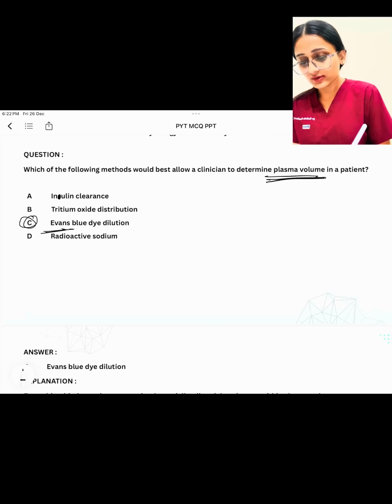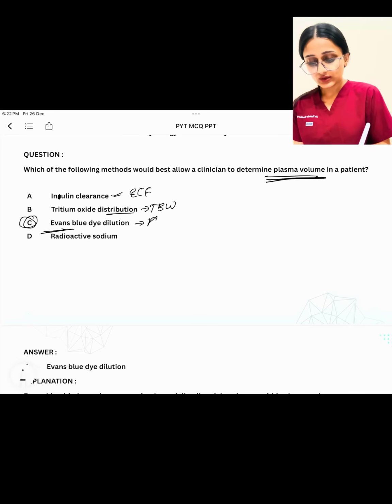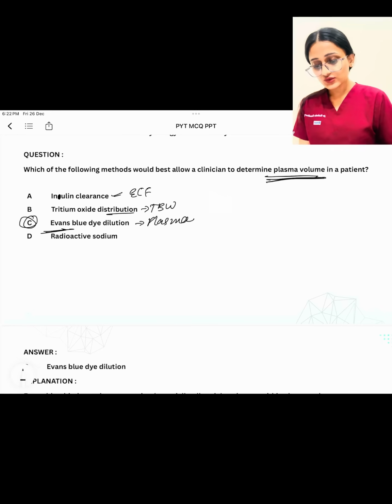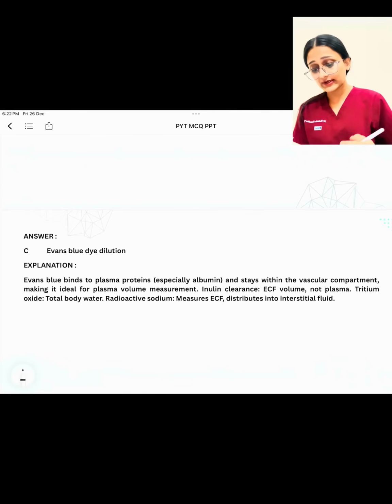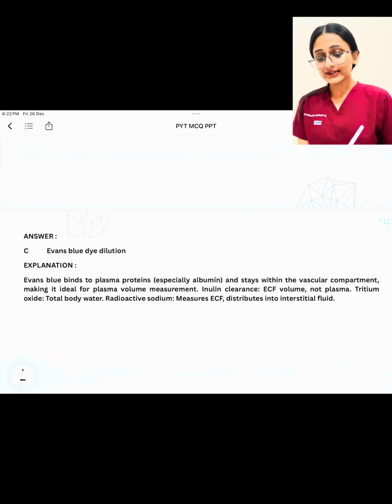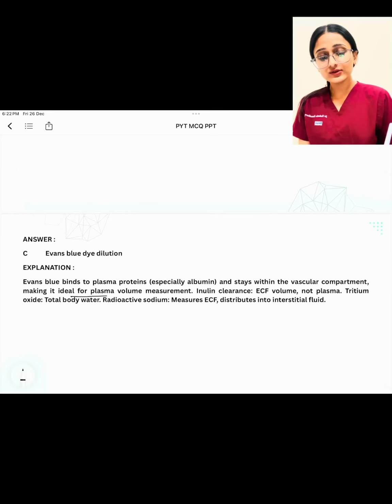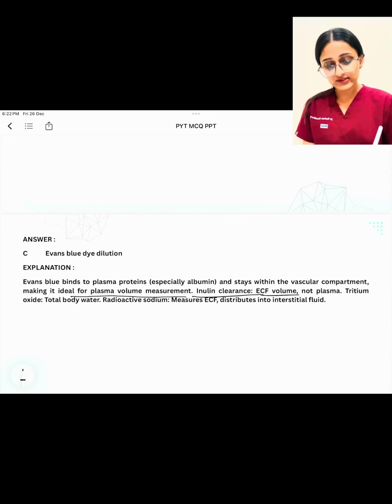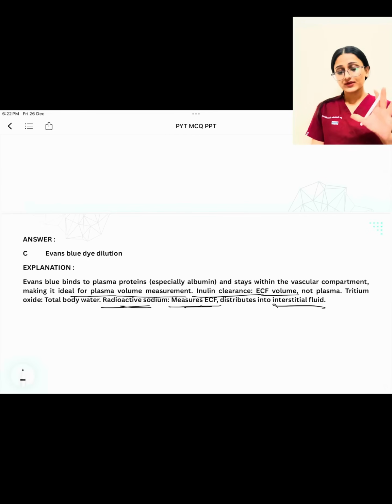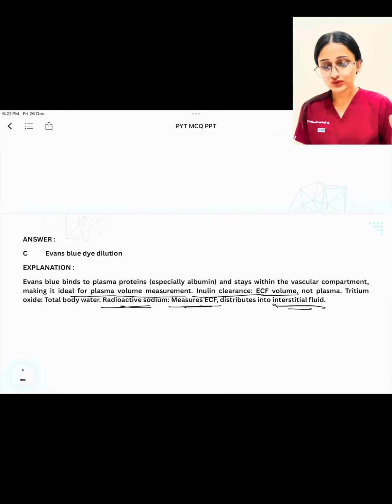Inulin, we all know inulin is ECF. Tritium is for total body water and it is not for plasma. Okay, so yeah, Evans blue binds to plasma, it binds to albumin, and it stays within the vascular compartments, making it ideal for plasma volume measurement. Inulin, we all know, is ECF. Okay, and radioactive sodium also measures ECF, and it distributes into interstitial fluid. Okay, so that's it.